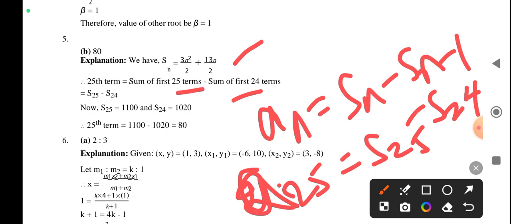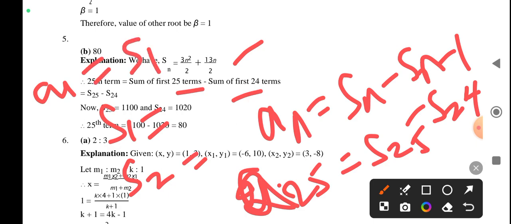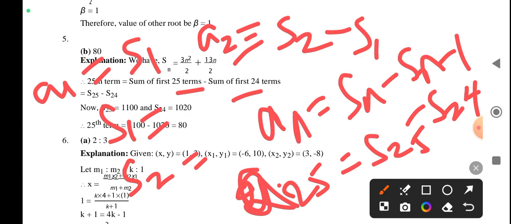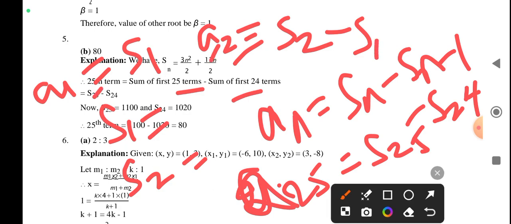Suppose they ask you to find the nth term, then first find S1, next find S2, then A1 and S1 are equal, A2 and S2 minus S1 are equal. Then A1, A2 you found, subtract A2 minus A1, that is nothing but the common difference.